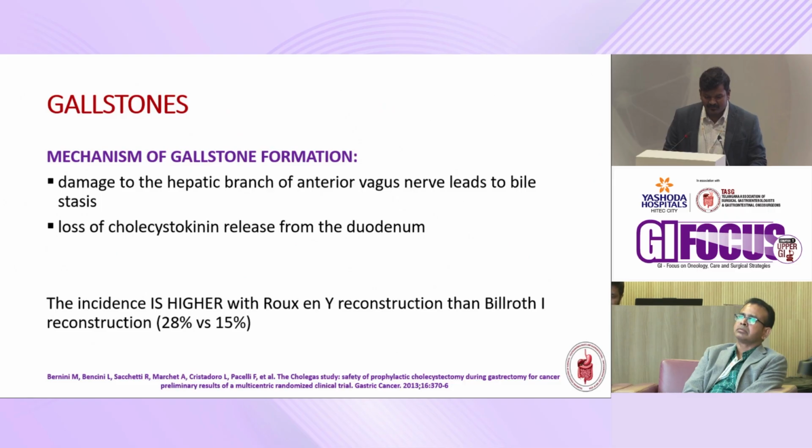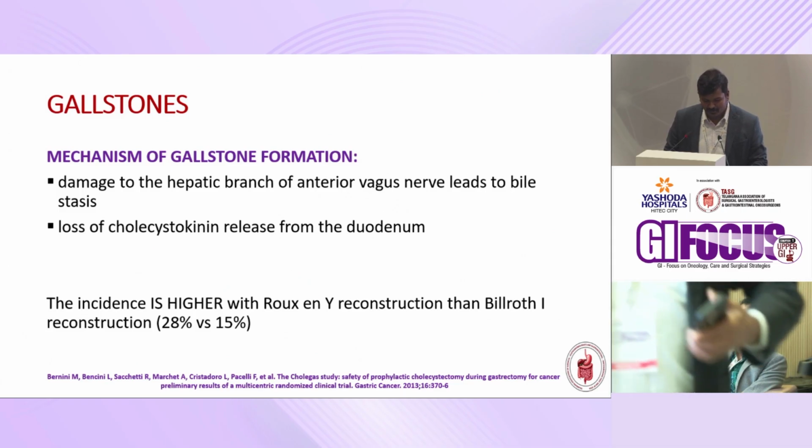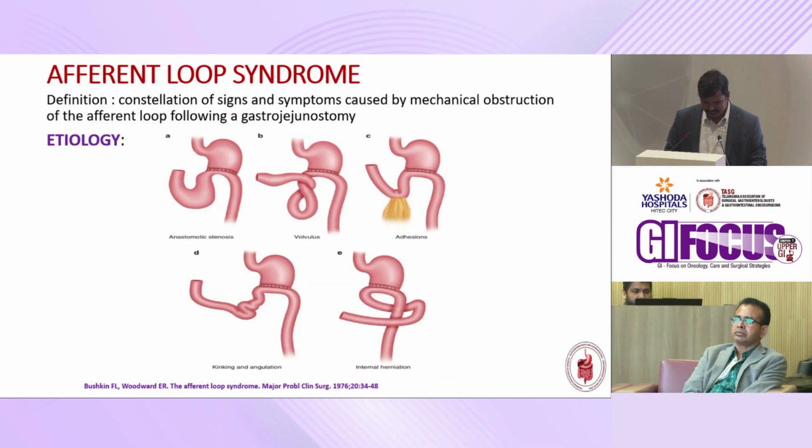Gallstone formation can happen because there can be damage to the hepatic branch of the anterior vagus, resulting in bile stasis. And because we divert the nutrients into the jejunum, bypassing the duodenum, there is loss of cholecystokinin release into the duodenum. These two can cause gallstones.